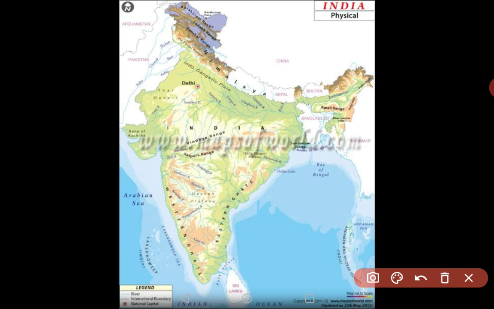Once again, I will have a quick recap. When the river is flowing on the foothills of the mountains, it deposits all the pebbles. This area is known as the Bhabhar area. In the Bhabhar area, the river seems to disappear because it is flowing between the rocks. Then after the Bhabhar area, the second area is known as the Tarai area. It is a marshy area.